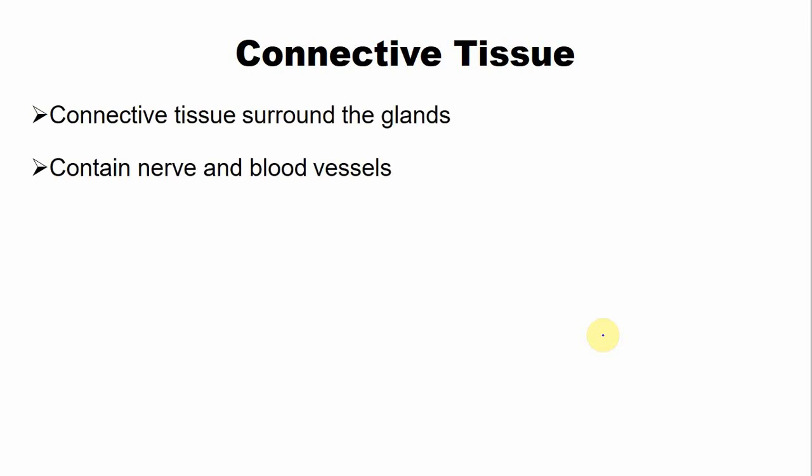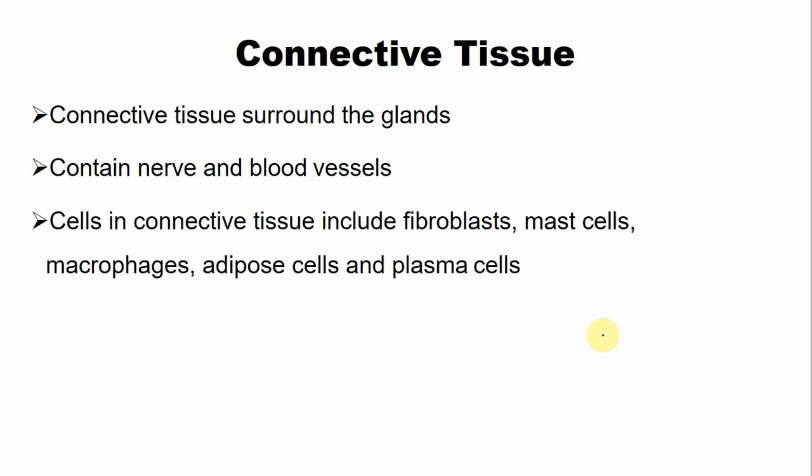So all of this gland is surrounded by connective tissue. The connective tissue comprises nerves and blood vessels. The salivary gland itself does not have any, so it contains nerves and blood vessels through the connective tissue. There are a number of cells present within the connective tissue, and these individual cells have their own functions. For example, there are fibroblasts, mast cells, macrophages in case of any inflammation. There are adipose cells and plasma cells.